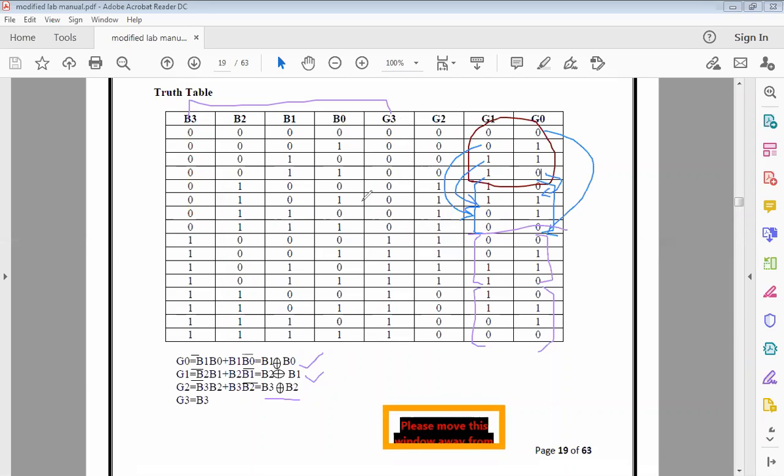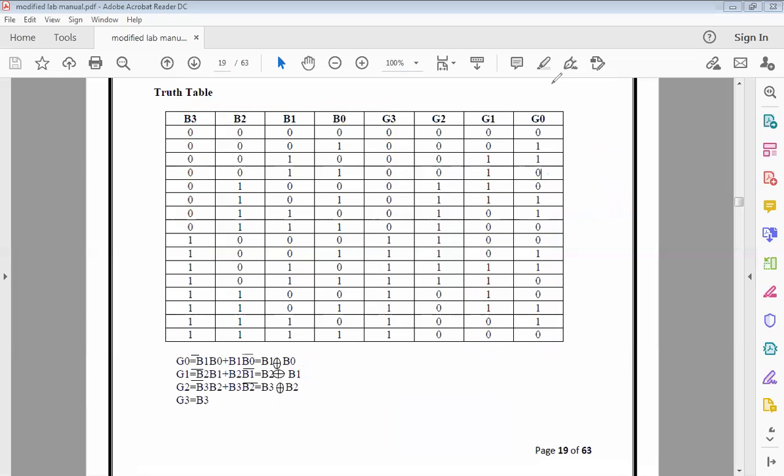The easiest way to remember this is with the K-map concept which I drew. This will be the easiest way to remember the gray code. If not, you can even verify with the reflected codes in this fashion. So any doubts? Can I proceed? Yes, sir. Okay, thank you.